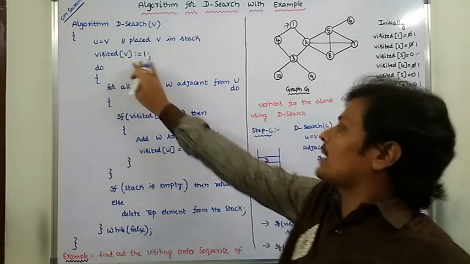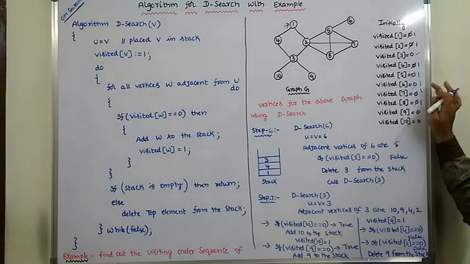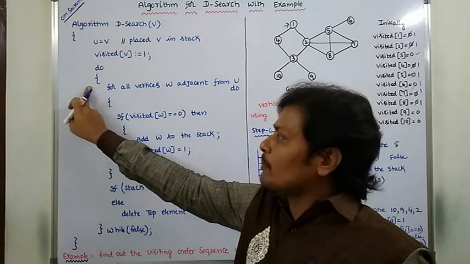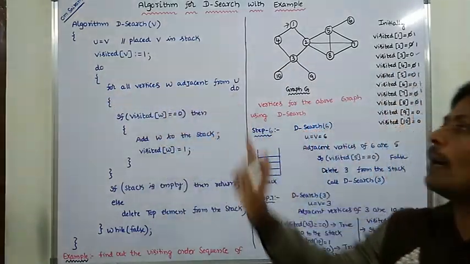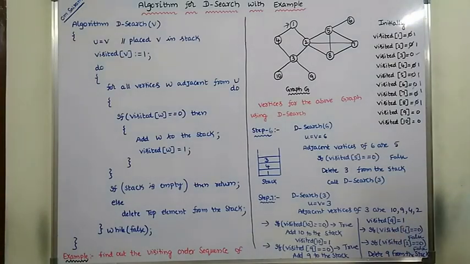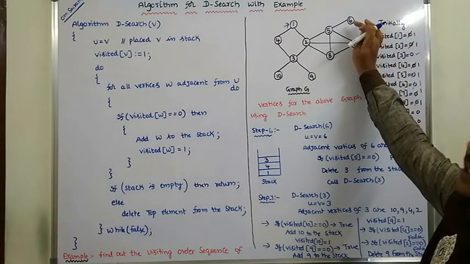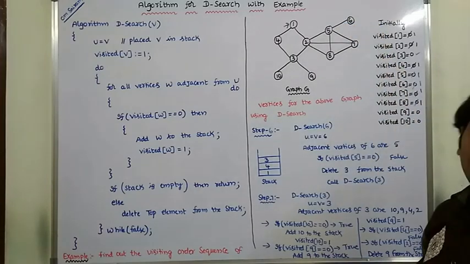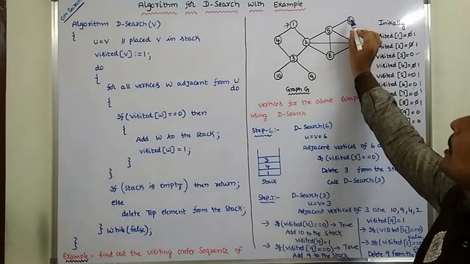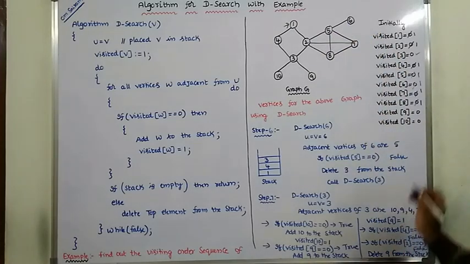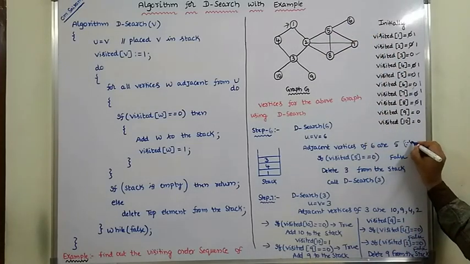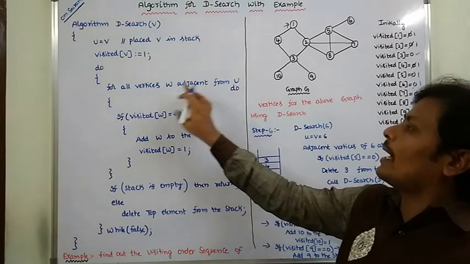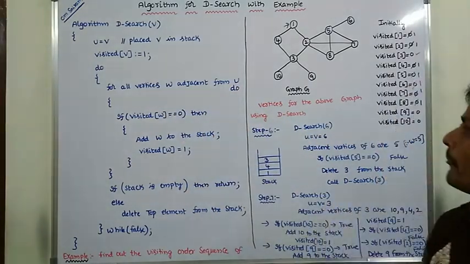Now, visited of 6 is equal to 1. Yes, visited of 6 is equal to 1. Okay. Do brace begin for all vertices w adjacent from u. So what are the adjacent vertices of 6? 6 contains only adjacent vertex 5. So now u is equal to 6, w is equal to 5. Yes, vertex 6 has the adjacent vertex w is 5.